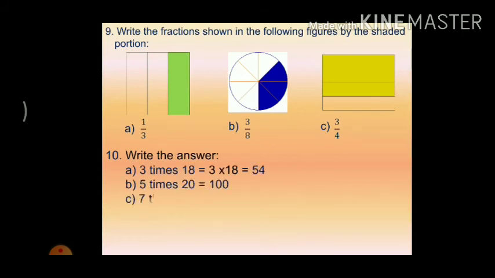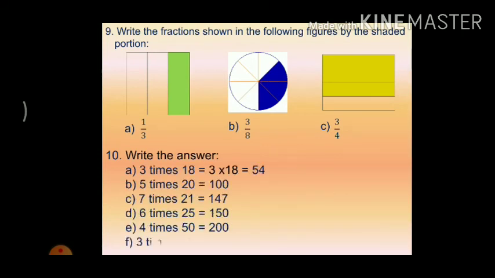Question number 10 was extremely easy and I showed you how to do it in class also. 3 times 18 signifies 3 into 18. So after multiplication, we found that the answer is 54. Similarly, I have done the rest of the questions. If you want, you can do the multiplication in the rough area and confirm your answers. Now, let's move on to question number 11.